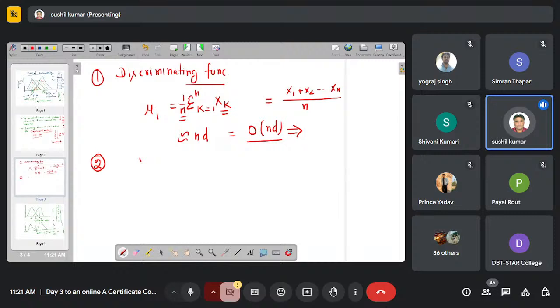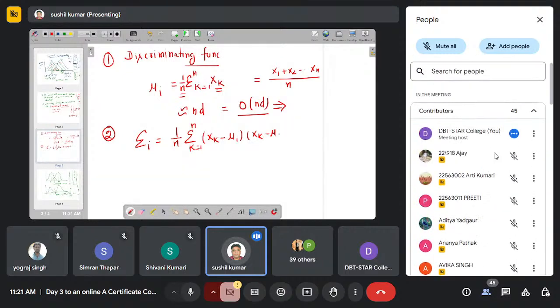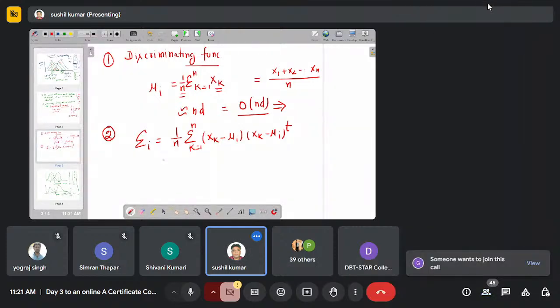The second calculation, which is almost always required when you are using machine learning techniques, is the sum for k equal to 1 to n of x of k minus mu i, times x of k minus mu i transpose. This x of k is the vector here and mu i is the mean. So this is the formula of covariance.